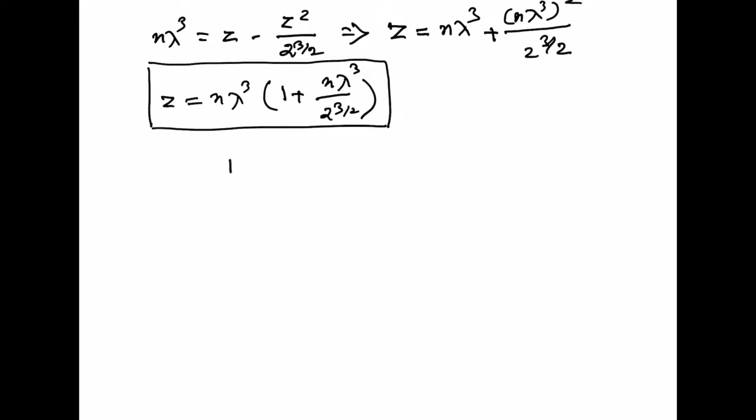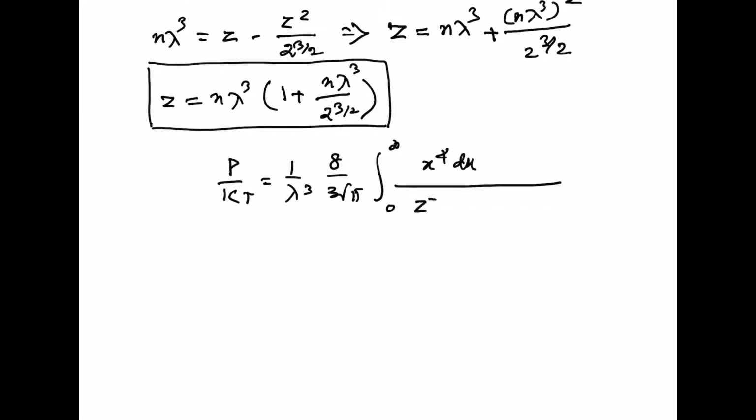We also had P by kT equal to 1 by lambda cube, 8 by 3 root pi integral 0 to infinity x to the power 4 dx divided by z to the power minus 1 e to the power x square plus 1, and that was P lambda cube divided by kT, and this integral with 8 by 3 root pi was z.